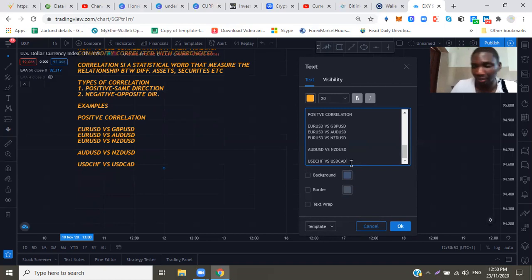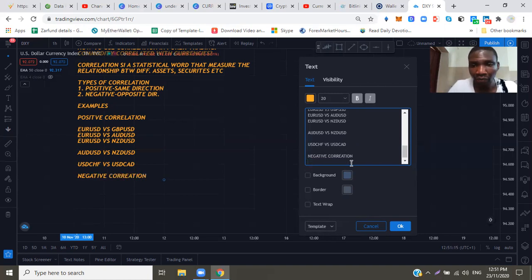Then we talk about negative. These are the most popular examples of positively correlated pairs. There are a few other ones, but these are the most popular ones you find. So let's talk about the negatively correlated pairs.